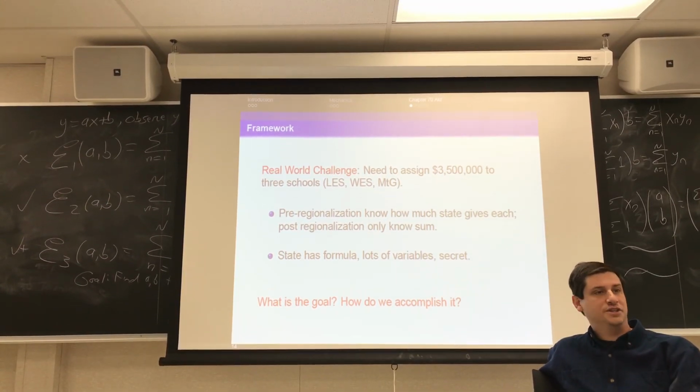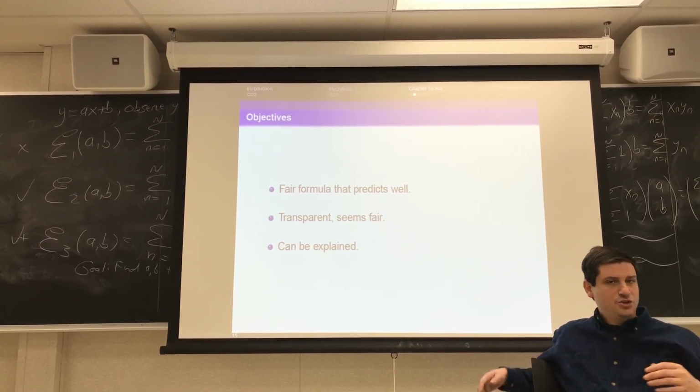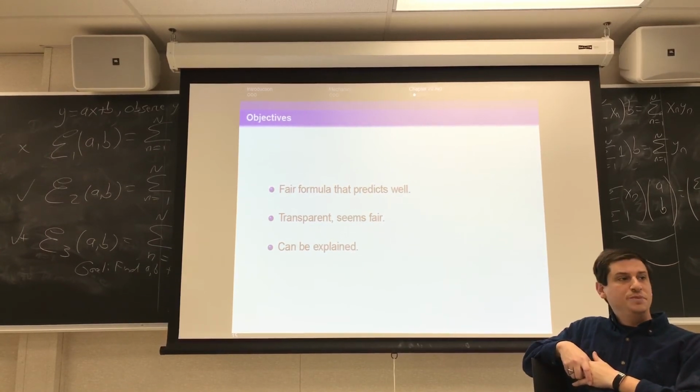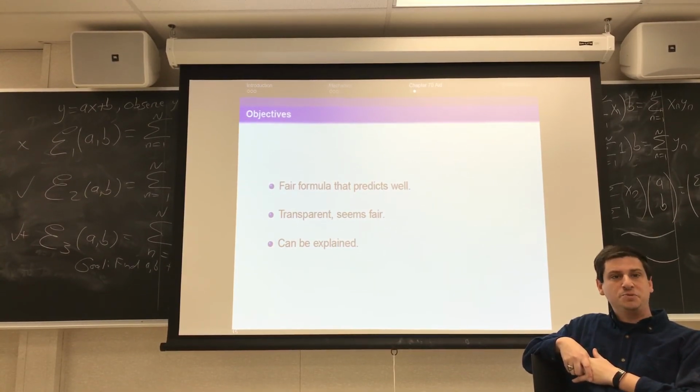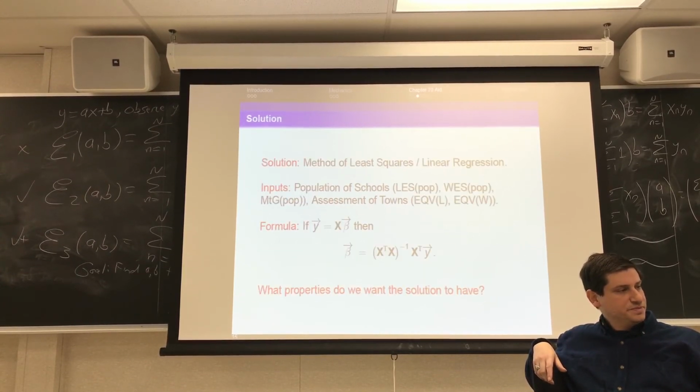Look, let me take a look at this. And so I tried to use the method of least squares to find a way to estimate what the Commonwealth would have done. And so there were three things I wanted. I wanted a fair formula that predicts well. I wanted the formula to be transparent. I wanted it to be easily explained. And I'm happy to say more after we have a mechanical malfunction.